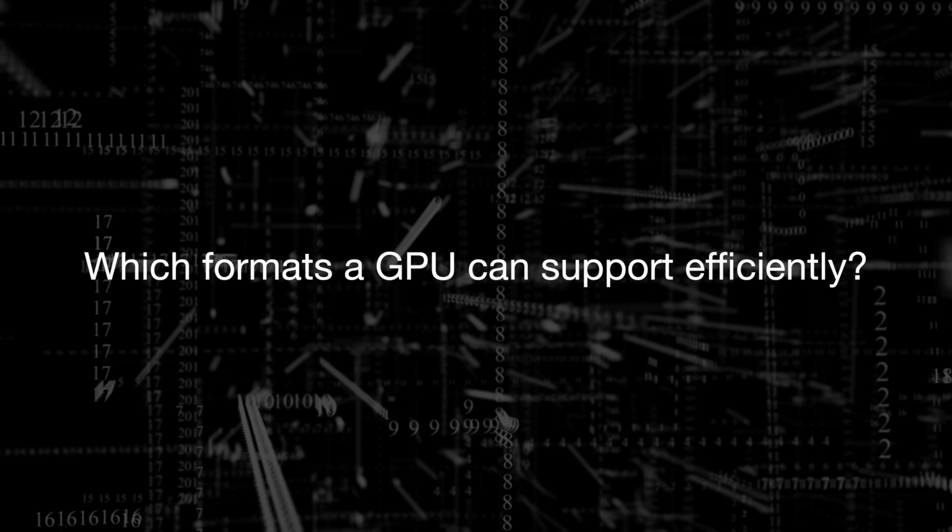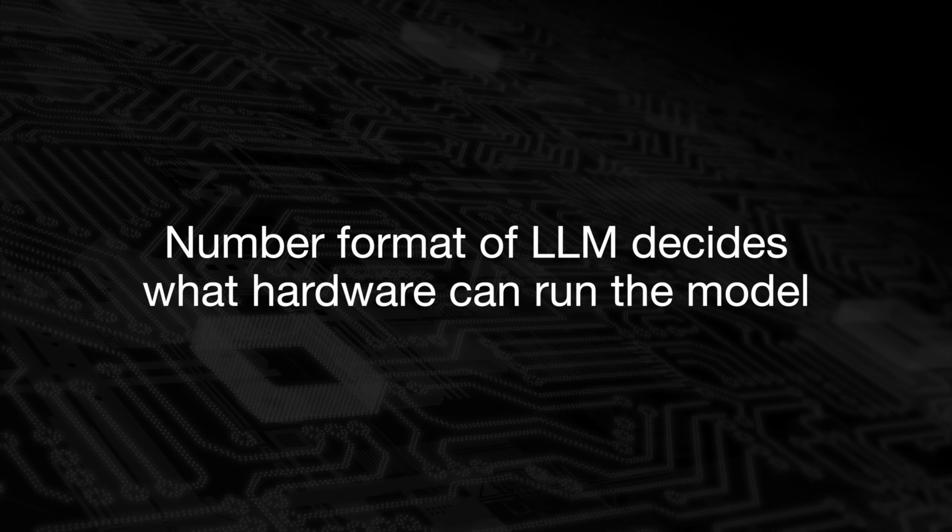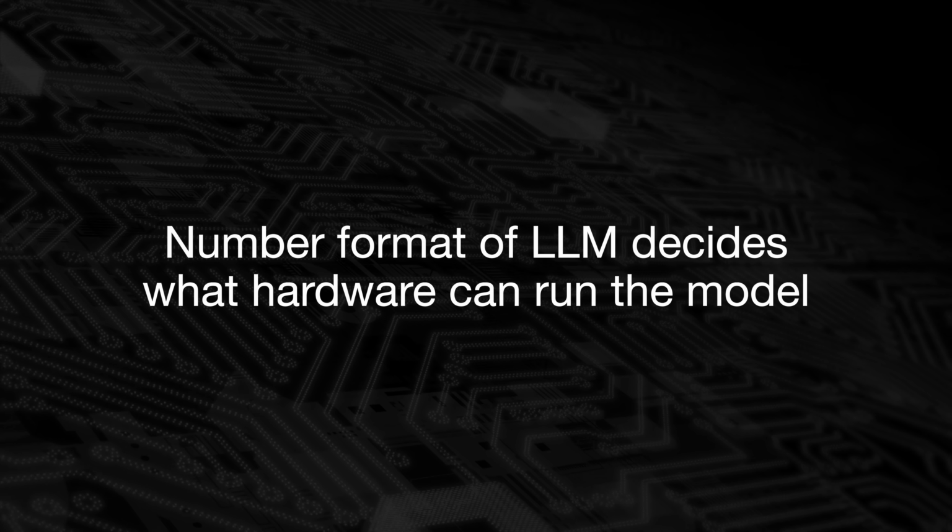This is why AI hardware vendors care so much about number formats. A GPU is not only judged by how many operations it can do, it is judged by which formats it supports efficiently. For example, can it multiply FP8 quickly, or can it accumulate safely? Can it move integer 4 weights efficiently? Can it dequantize fast enough, or can the memory system keep up? At LLM scale, number formats are not just a software detail. They decide what hardware can actually run the model. Because 70 billion parameters in FP32 is a totally different hardware problem than 70 billion parameters in BF16, for example. Or if you have 70 billion parameters in 4-bit quantized form, this is a completely different deployment story.